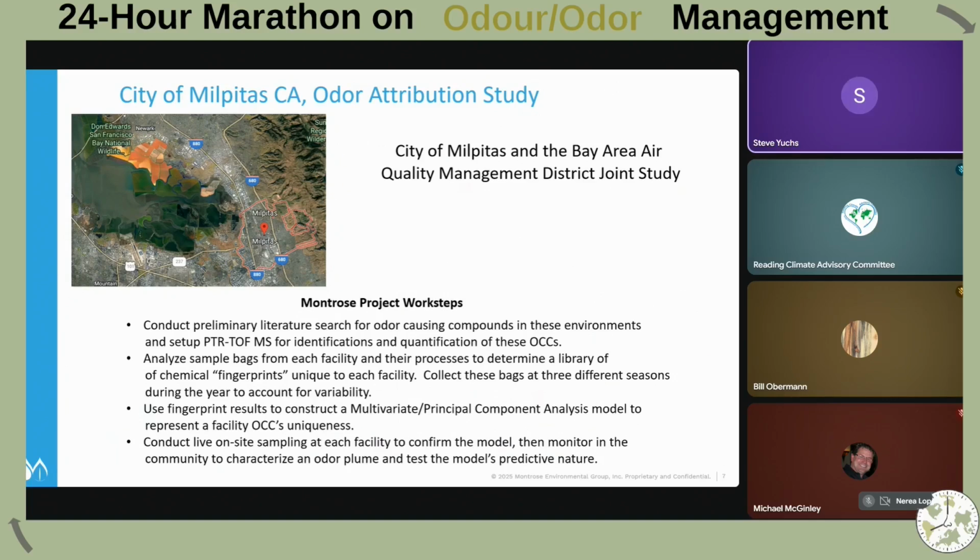It's received thousands of odor complaints from residents, schools, and businesses that are in the area. And these are the work steps that were described above and we implemented during this program. So we conducted the literature search for compounds, we collected bags, we analyzed the bags, we sent the results to the principal component analysis company, and then we actually performed live sampling there at the facility.